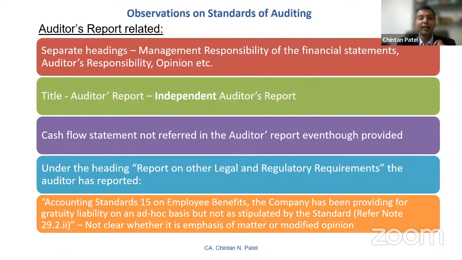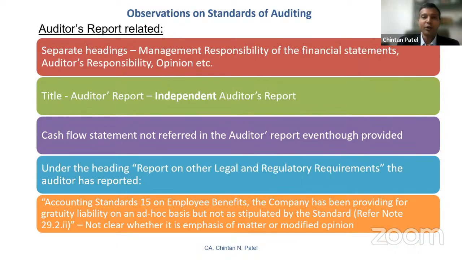In certain cases, we observed that under the heading of report on other legal and regulatory requirements, the auditors reported: AS 15 on employee benefits. The company has been providing for gratuity liability on an ad hoc basis, but not as stipulated by the standard. Refer note number 29.222. Now here, under the heading of report on other legal and regulatory requirements, this particular paragraph is written.